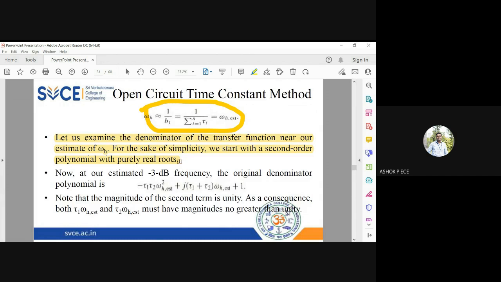the first order expression, now we go to second order. In second order, you see we have the expression having power 2. So minus tau 1 tau 2 omega h estimate square plus j into tau 1 plus tau 2 omega h estimate plus 1. So this is the equation of the second order denominator. Now you can see the magnitude of the second order term is unity. As a consequence, you can have these two terms with magnitudes greater than unity. So two time constants are there, tau 1 and tau 2, because it is a second order system.